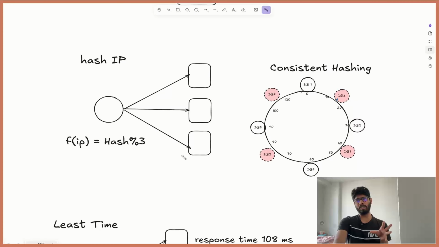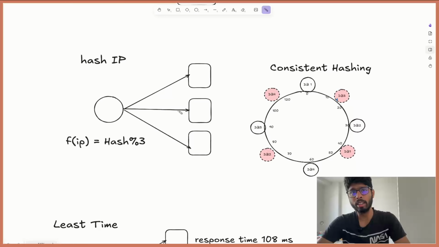The only problem in this algorithm is, let's say for example, if we add a new server, then we have to change this hash function number. Whenever we delete something, we have to change this hash number as well. This is the only problem in this hash IP. Now, how does consistent hashing come in?